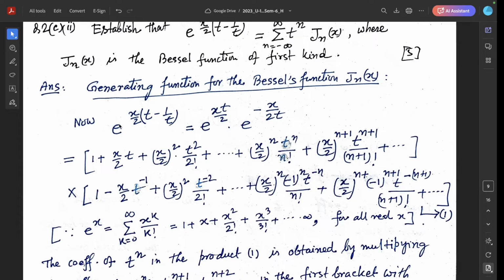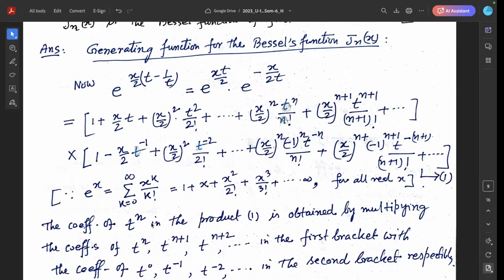So we can write for this: 1 plus x by 2 t plus x by 2 whole square t square by factorial 2 plus dot dot dot x by 2 whole to the power n t to the power n by factorial n, x by 2 whole to the power n plus 1 t to the power n plus 1 by n plus 1 factorial, plus dot dot dot infinity. And for e to the power minus x by 2t, we get this expression: 1 minus x by 2 t to the power minus 1 plus x by 2 whole square t to the power minus 2 by factorial 2, and plus dot dot dot.